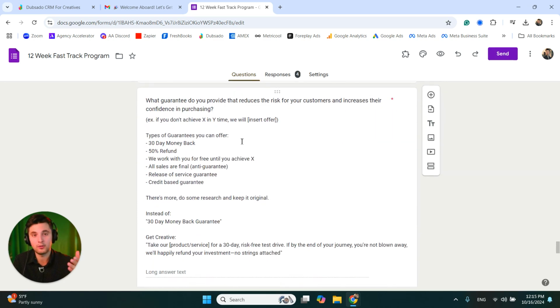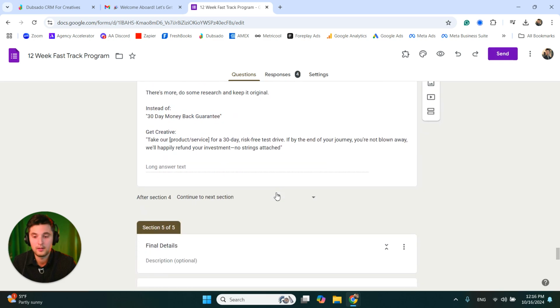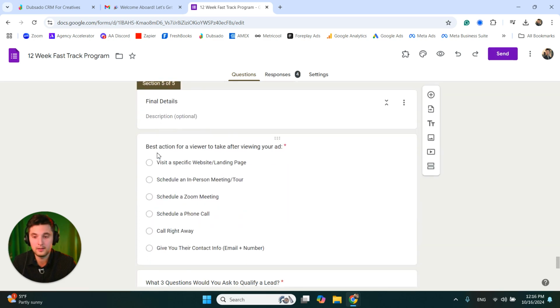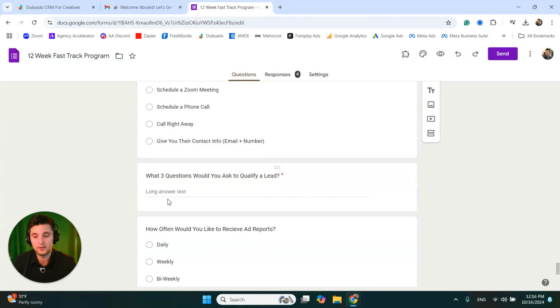So guarantees aren't required, but they are a huge plus, because this is going to remove that uncertainty from your prospect, and it will help them take that step forward. But it all depends on what kind of product or service you have. These are a few examples of what you could offer. And the final details is, what is the best action for a viewer to take after viewing your ad? So they see your ad online. We're going to have a little call to action on the bottom. What is the best action for them to take? And you have that list of actions right here.